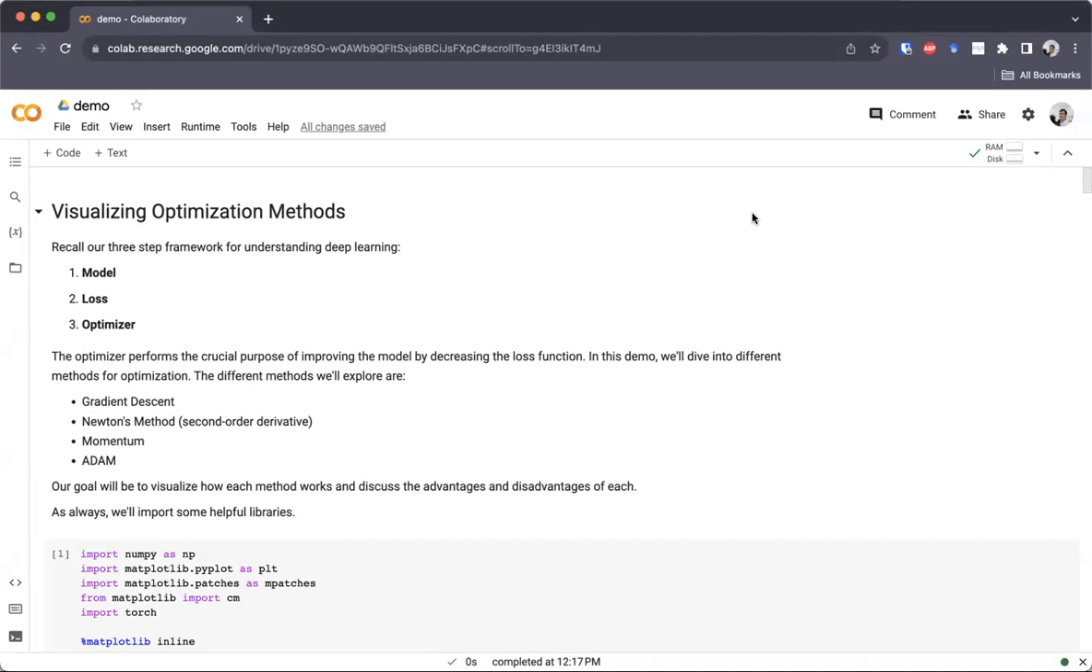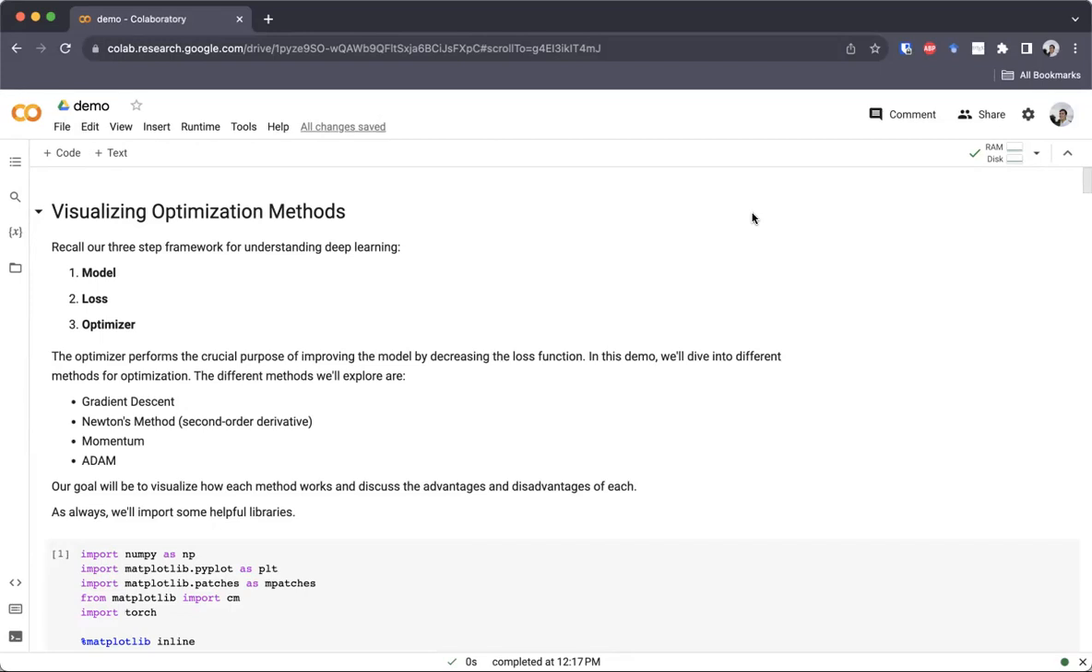Let's recall our three-step framework for understanding deep learning. We have a model, a loss function, and an optimizer. A model takes in data and, depending on some parameters, computes some output. Then we can compare that output to the output we actually want, and we call that a loss function. A loss function is always a single scalar value. Then we want to decrease the loss function by updating the weights. This process we refer to as learning.